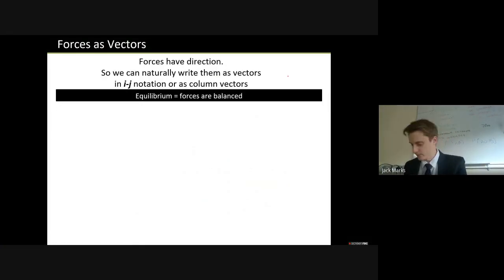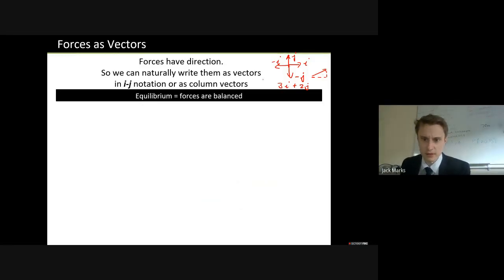Okay, so we're going to be using i and j, and i means something to the right, j means directly up. You can also talk about minus i and minus j too. Okay, and we can write things with i's and j's. So 3i plus 2j means 3 to the right and 2 up. So that would look like that.